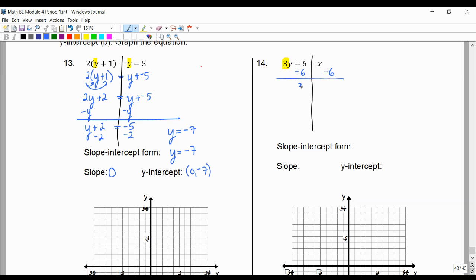subtract 6 from both sides. And everything is going to get a 3. There is a 1 here, so that means we have a 1/3 x plus -2.